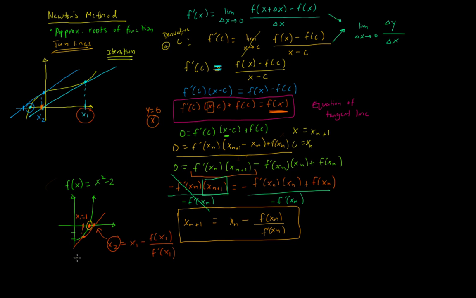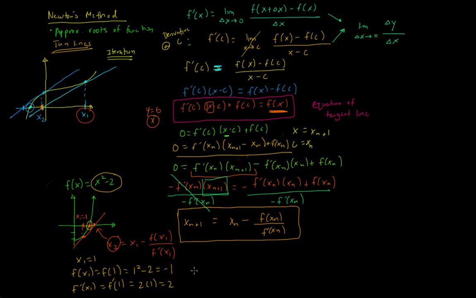So now we've set x1 is equal to 1, and our formula tells us that we need f of x1, or f of xn. So our f of x1 is equal to f of 1 is equal to 1 squared minus 2 is equal to negative 1. And we need our f prime of x1. Our f prime of x1 is f prime of 1, and since the derivative of this is 2x, it would become 2 times 1, or 2.